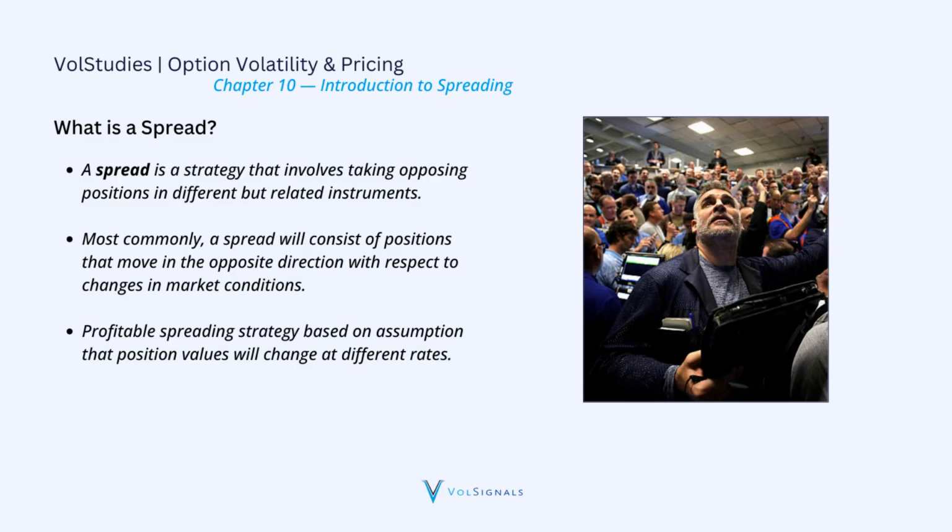For the most part, spreads consist of positions that move in the opposite direction with respect to changes in market conditions. And as you'll see going forward, options are unique in that they allow you to tailor spreads to any particular risk, not just directional exposure. Profitable spreading strategies are based on the assumption that position values will change at different rates. If you have a spread where the two legs offset each other perfectly and strictly, well then you have a perfect hedge, not really a spread, and you should expect no P&L from this, but your brokers will be very happy.